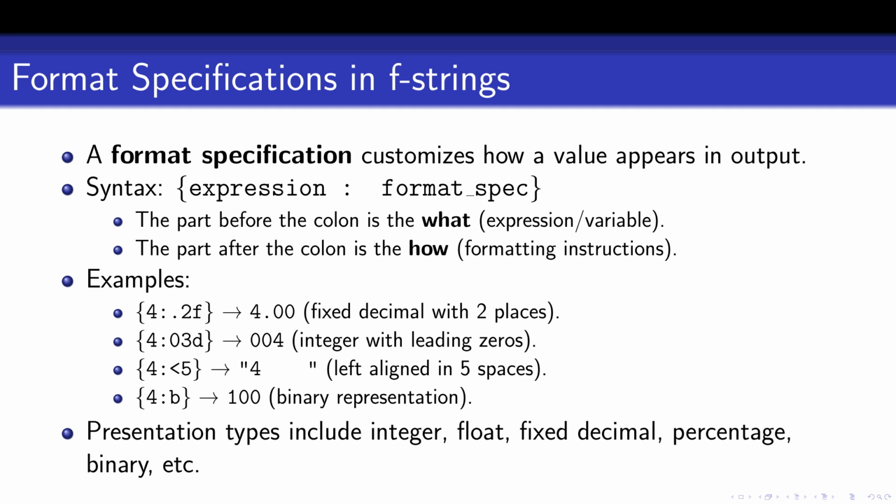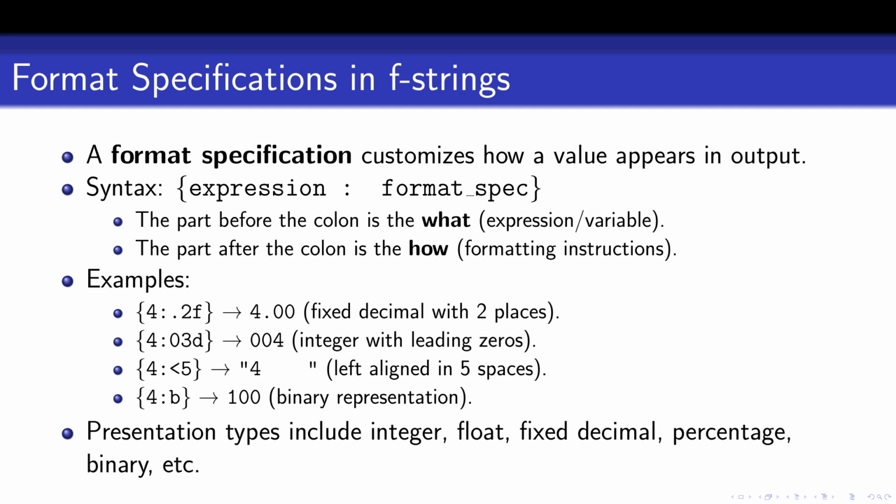Format specifications extend the power of f-strings by allowing you to control exactly how a value is displayed. Inside the curly braces, a colon separates the expression from the formatting instructions. For example, num:.2f formats a number with 2 decimal places. You can also add leading zeros, control alignment, or change numeric bases. Presentation types determine whether the value appears as an integer, floating point number, percentage, binary, or hexadecimal.